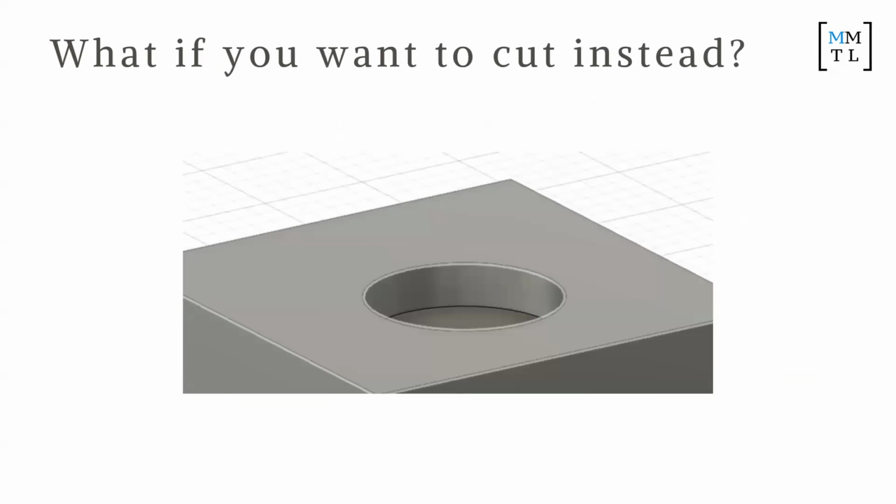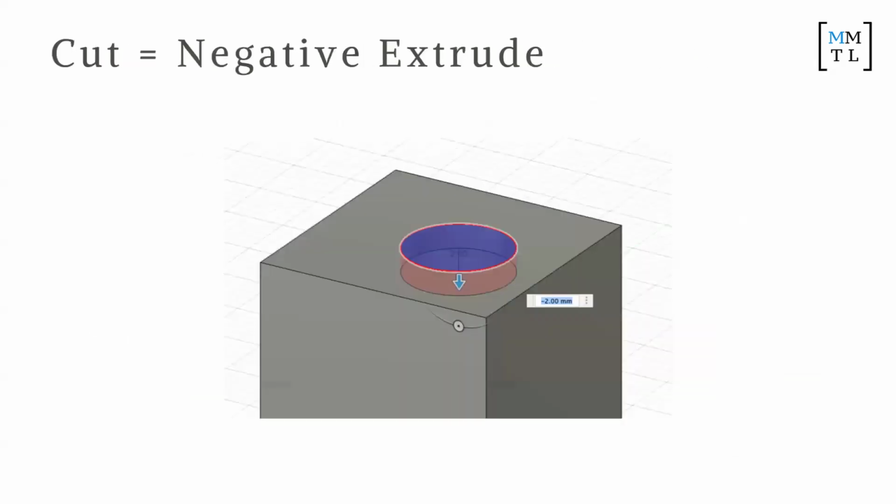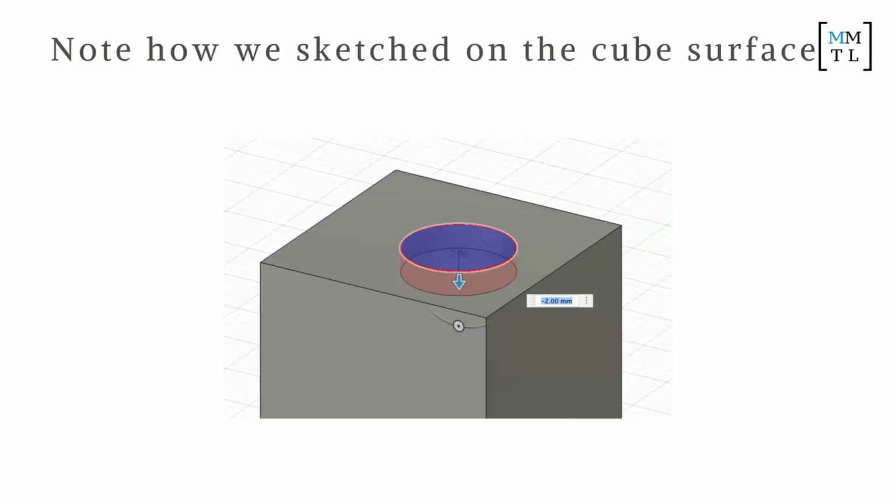What if we want to cut an object? It's actually exactly the same function. It's just extrude, and you extrude into a body that is already there, and it gives you the cut function, and you choose the distance that you want. Note here how we created the sketch on this plane. We didn't create it on the XY plane that we started with, but you can click on this plane and click sketch, and then we made a circle, and then you can extrude into the cube that you've made.